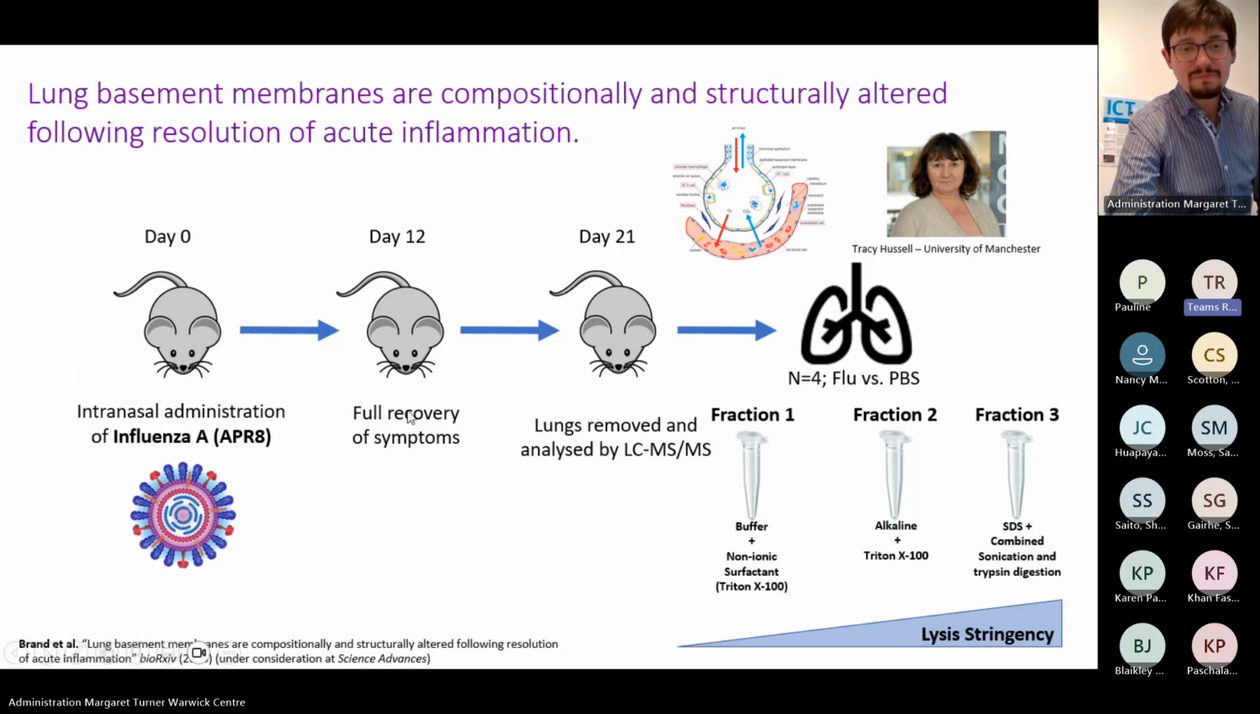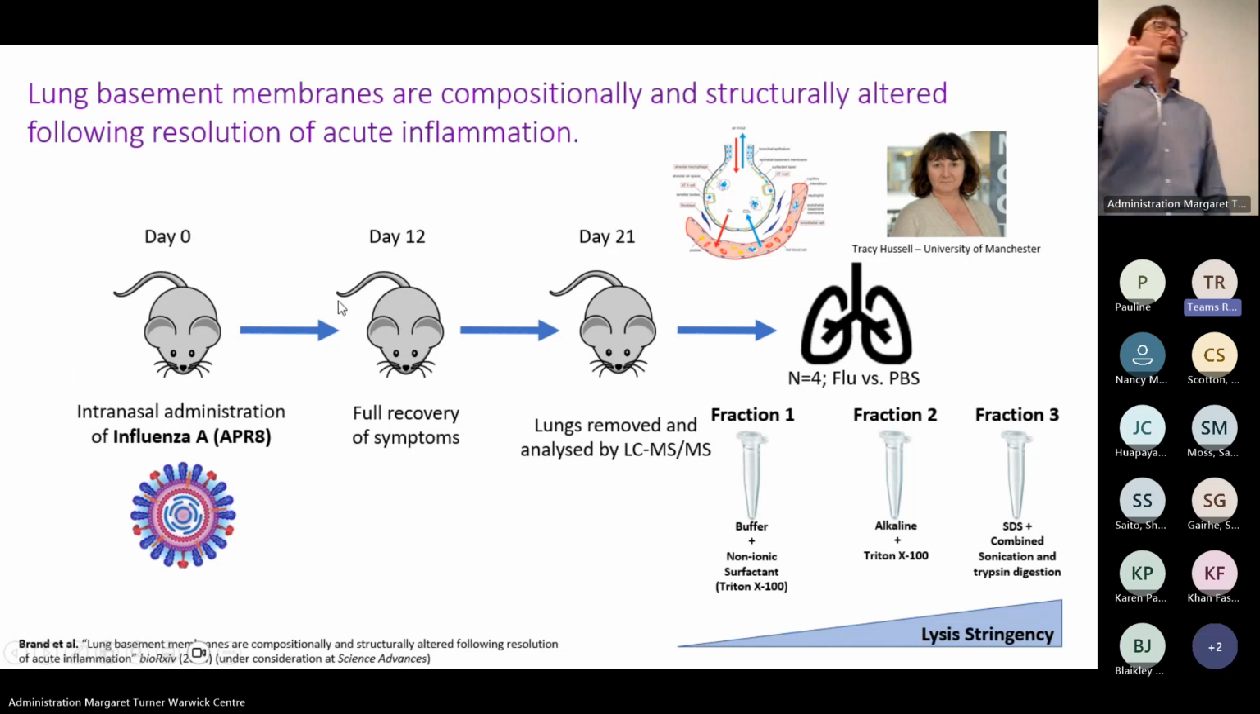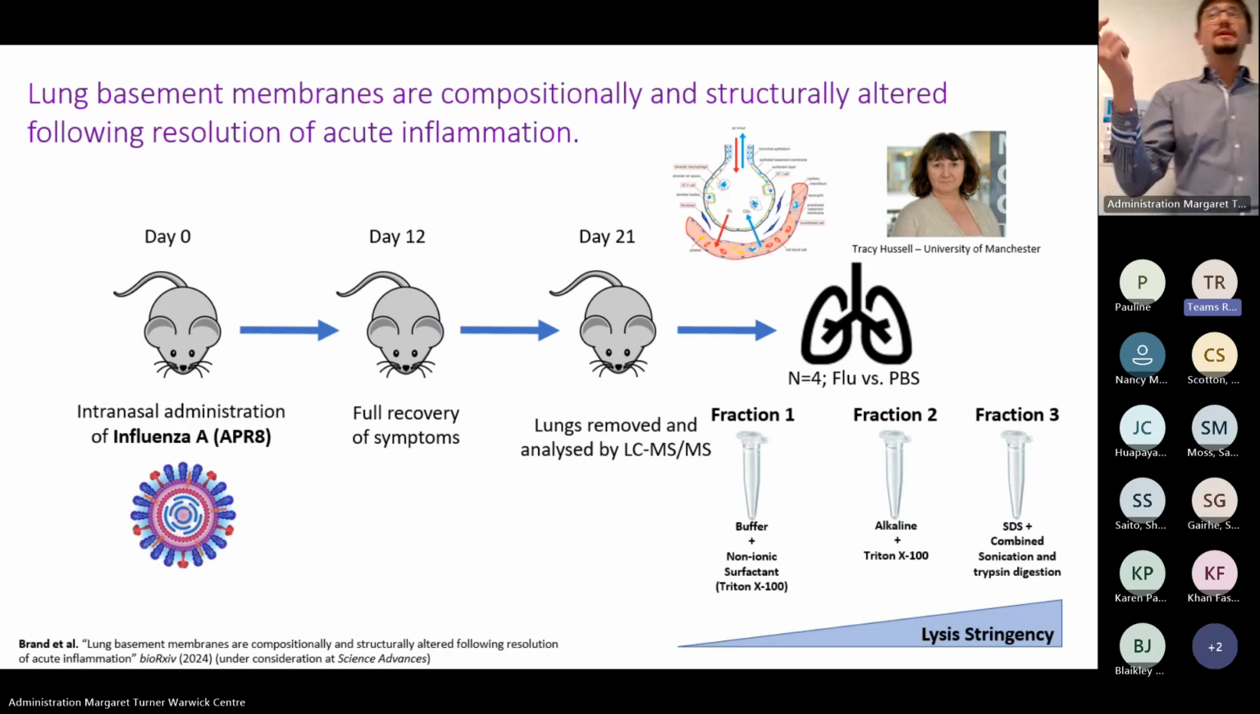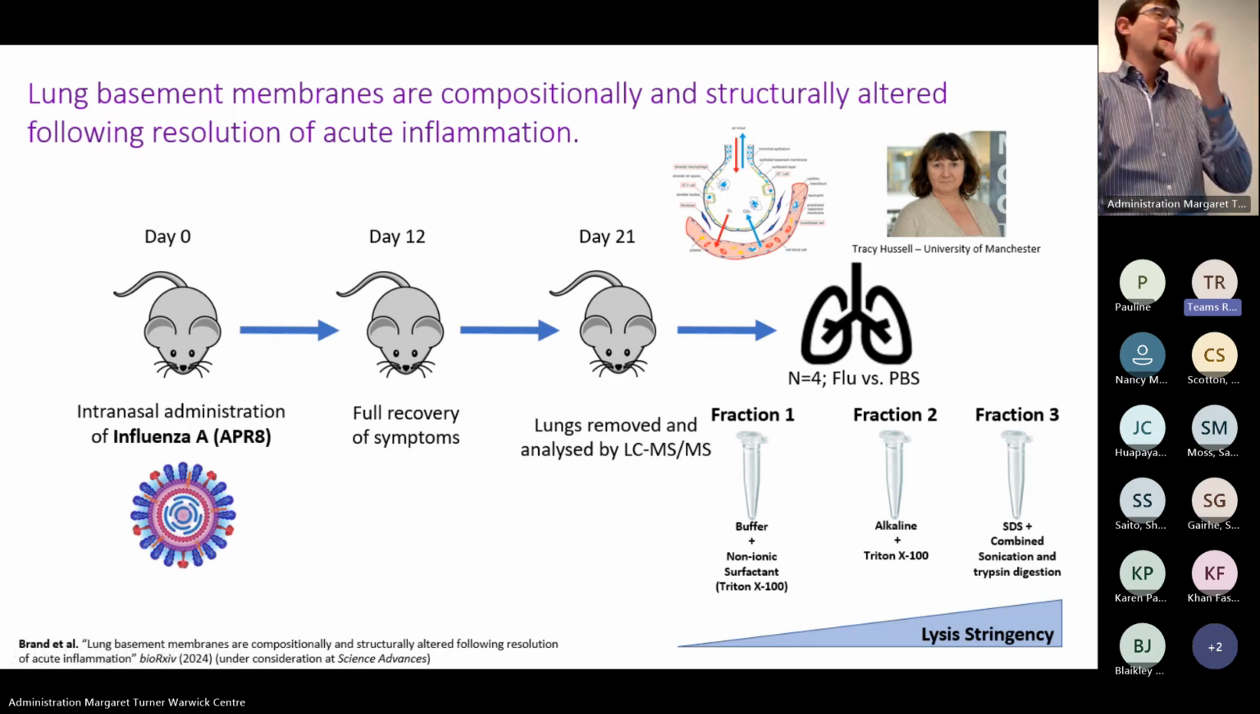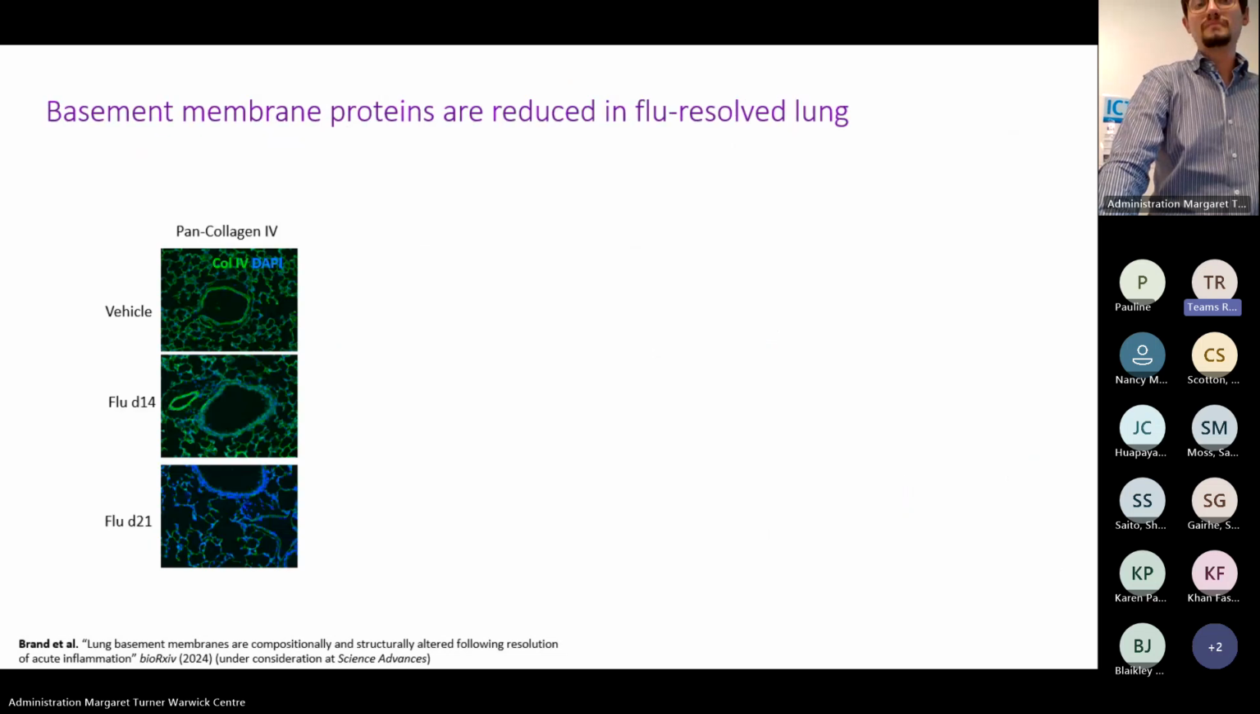So we infected them with influenza. They recover from their symptoms. So usually they have a weight loss. And then by day 12, they fully recover from that weight loss and from the symptoms. We then waited a further 9 days, and we removed the lungs, and we did some proteomic mass spec. We fractionated the samples to look at different proteins. So the fraction 3, which had the most solubilization, had the ECM proteins in it, whereas the ones before had more intracellular cytoskeletal proteins. And so we were able to look at different compartments of the proteome.